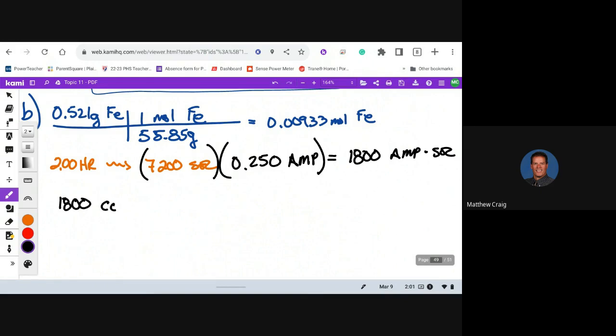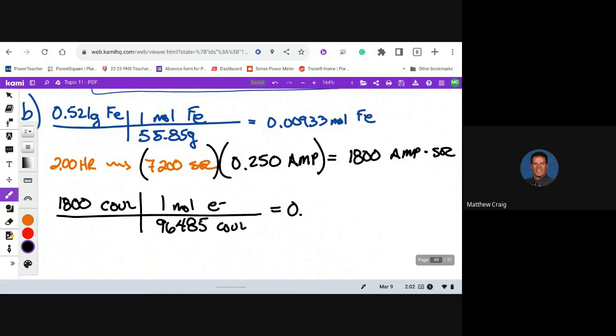So 1,800 coulombs. So 96,485 coulombs is 1 mole of electrons. So that divided by 96,485 gives 0.0187. And that is moles of electrons. So how in the world could we ever figure out what the charge is based on that information?